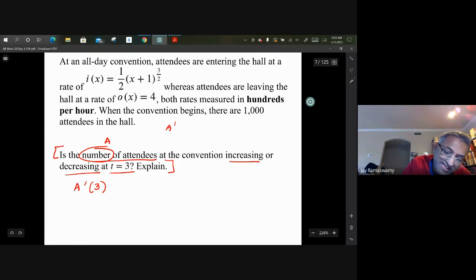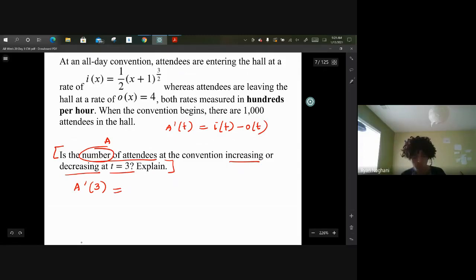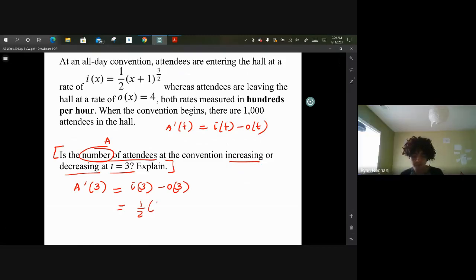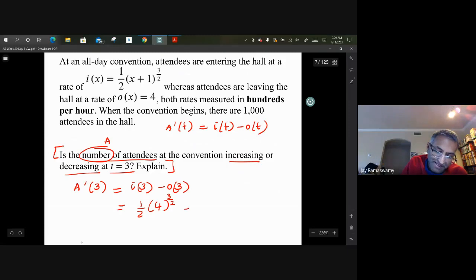From earlier, wasn't A dash of t nothing but I of t minus O of t? Can we just plug it in there? Is that just I of 3 minus O of 3? Okay, let's slow down and go over it again. It just says, is the number of attendees increasing or decreasing? From the first semester, remember, number, amount, population, volume, they're all amounts. So if our amount is increasing, we just do A dash. Let's plug in I of 3, which is 1/2 times 3 plus 1, which is 4, to the power of 3 halves, minus O of 3, which is just 4. Yes, it's a constant.